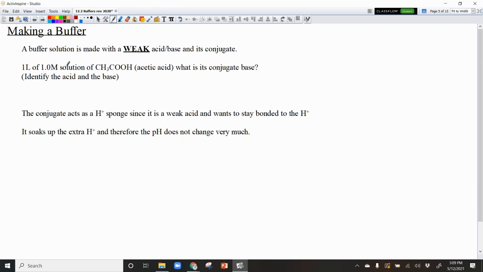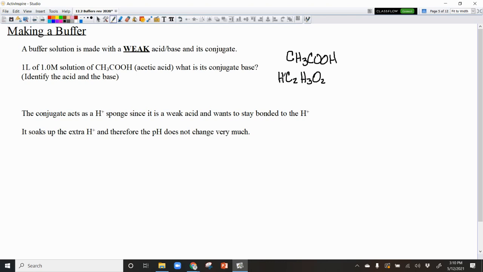So a buffer solution is made from a weak acid or a base and its conjugate. Okay, so 1 liter of a 1 molar solution of acetic acid. What's the conjugate base of acetic acid? Okay, so let's think about it. We have CH3COOH, or remember, I told you another way to remember this is HC2H3O2. These are the exact same formulas, just written a different way.